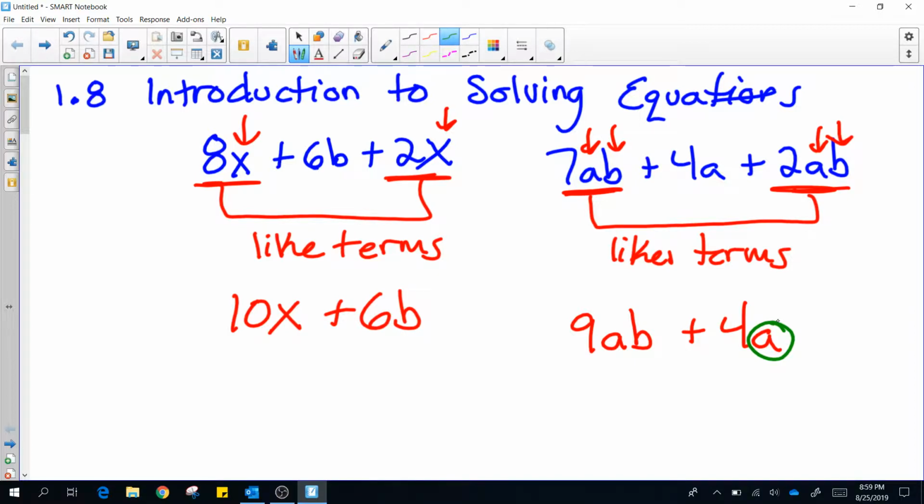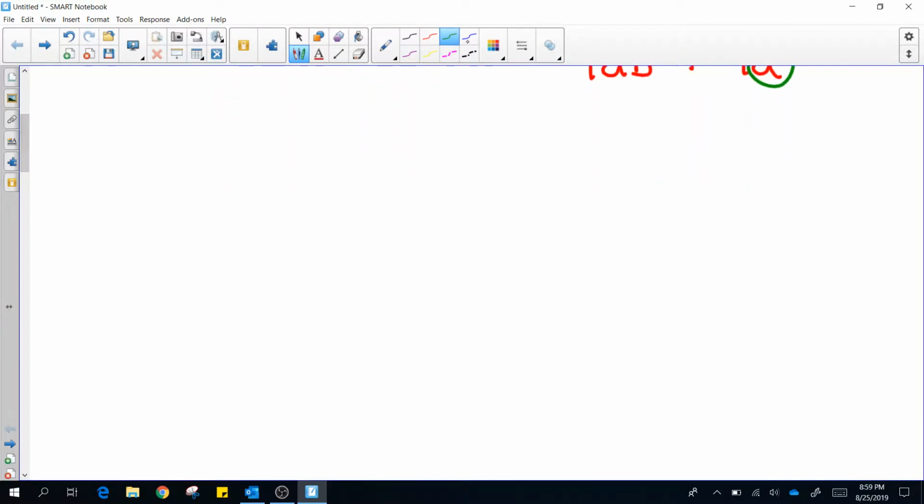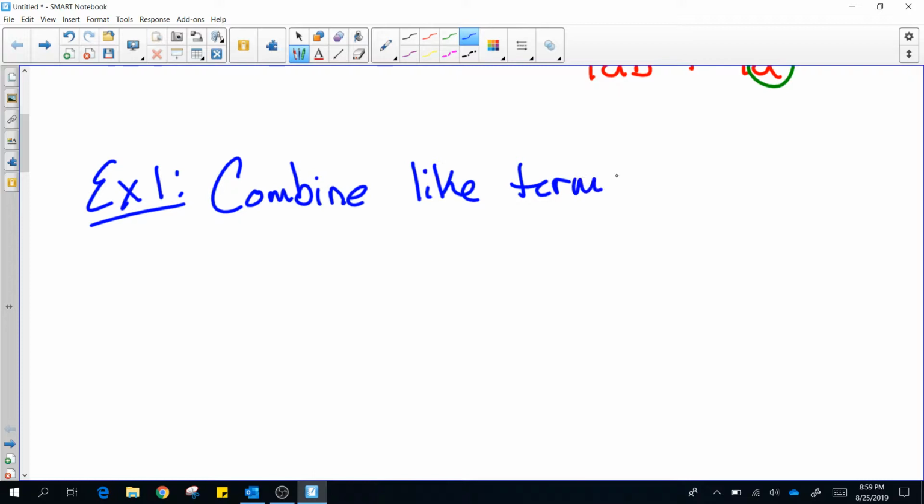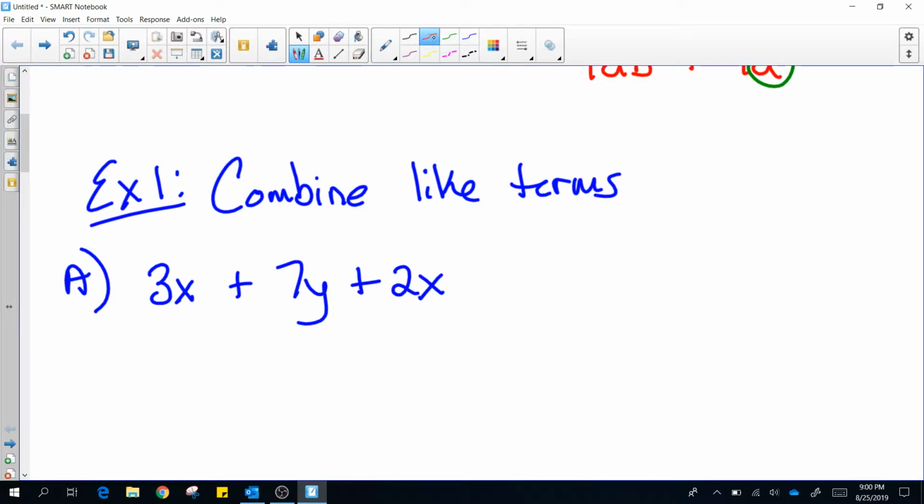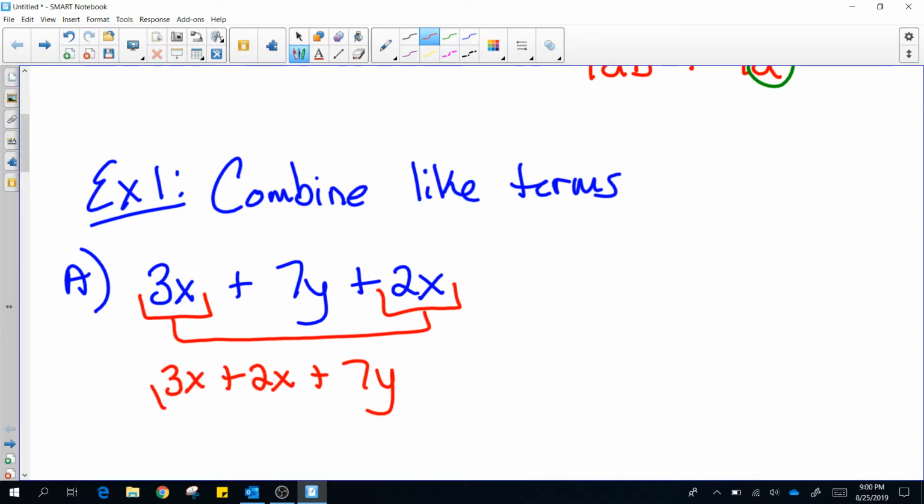So what we're going to do is practice combining like terms here. So for example, this one, these both have x's attached to them. So that would be 3x plus 2x plus 7y. But these I can combine to make 5x, and then I keep the 7y. Okay.